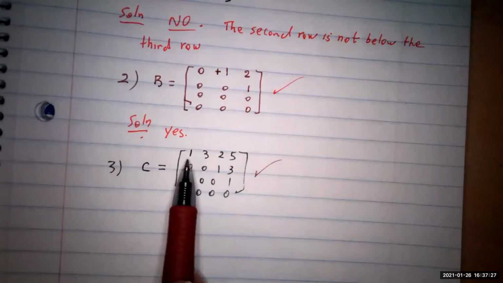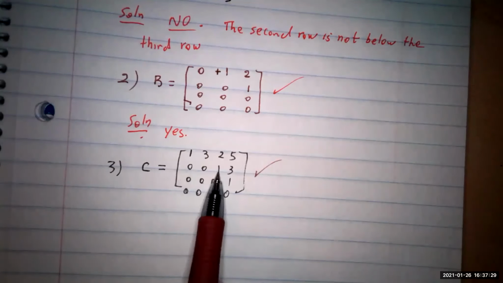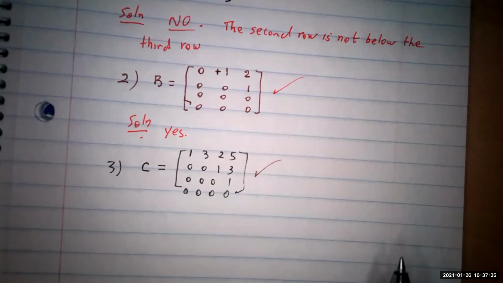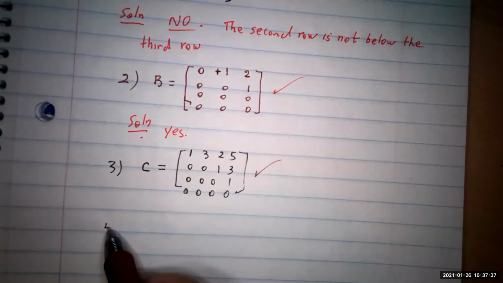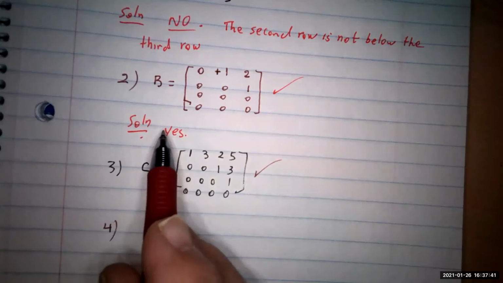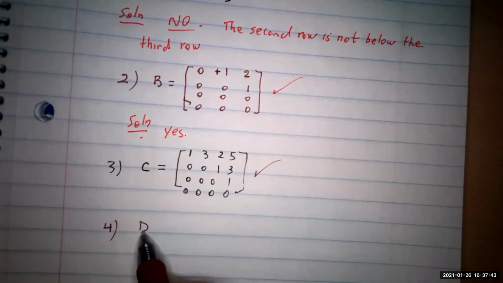Because this is it, the non-zero is 1. The second one, the non-zero numbers shifted to the right and shifted to the right. And the last row, you get the 0, 0, 0 over here. Okay, so nothing to worry about. And we get another one.